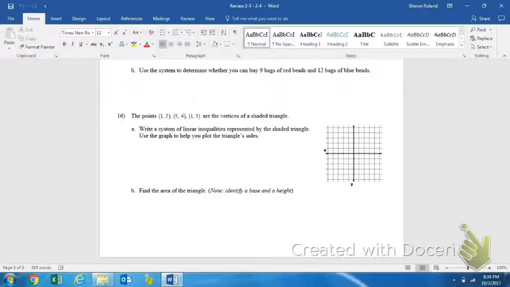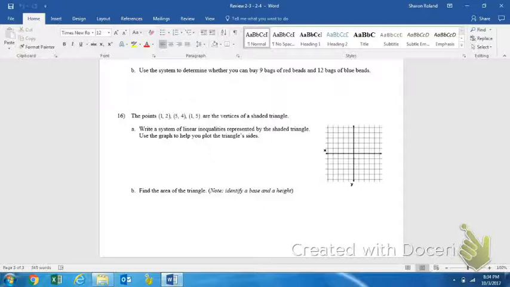Number 16, you have 3 points and it says they're the vertices of a shaded triangle. Write the system of linear inequalities represented by the shaded triangle. Use the graph to help you plot the triangle side. The first one is 1, 2.